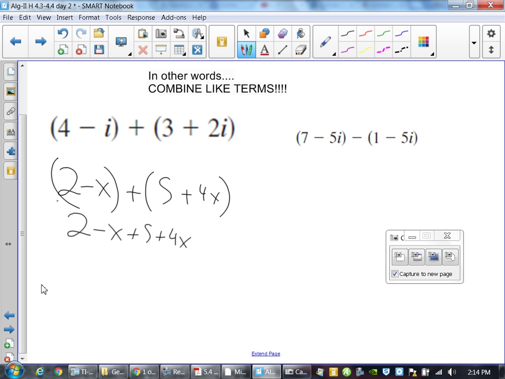So what's 2 plus 5? 7. And then negative x plus 4x, 3x. So you would write it as 3x plus 7.